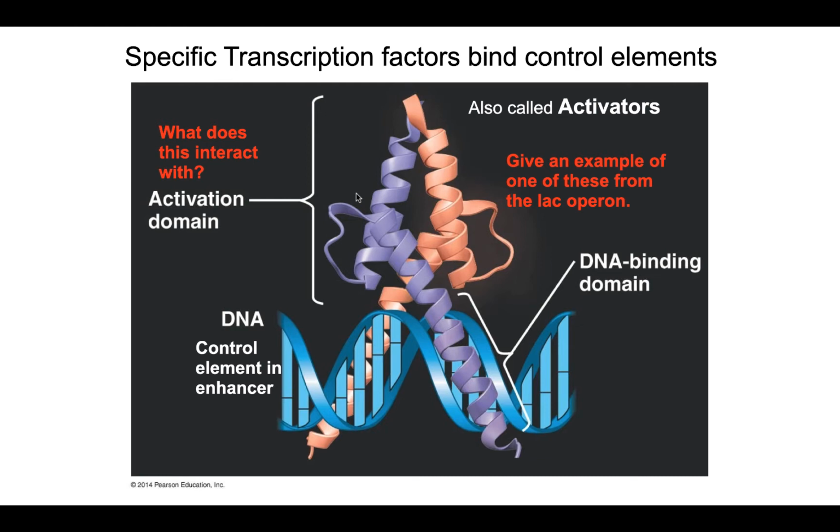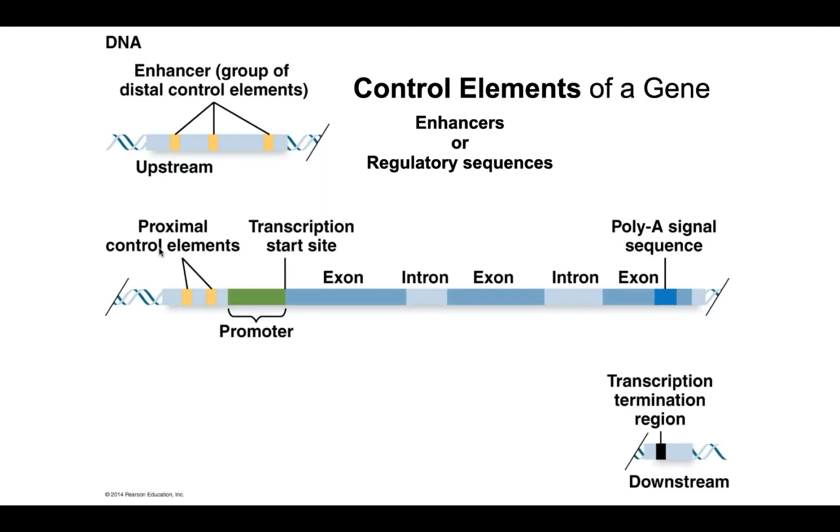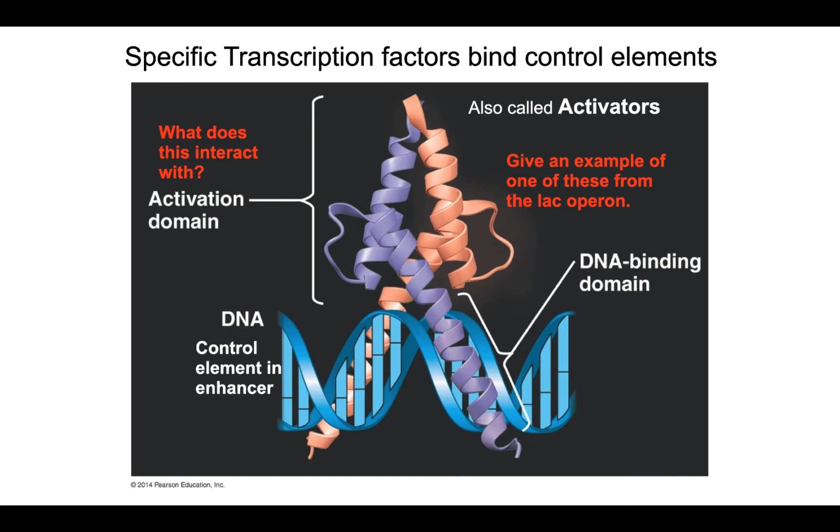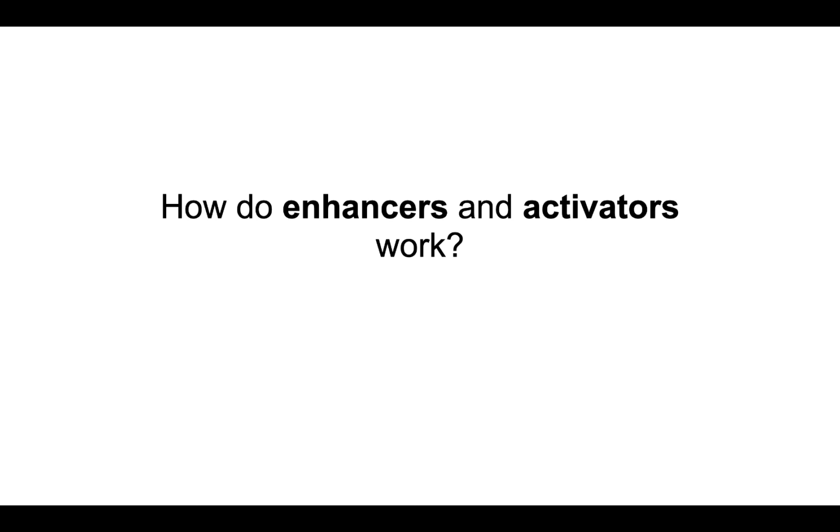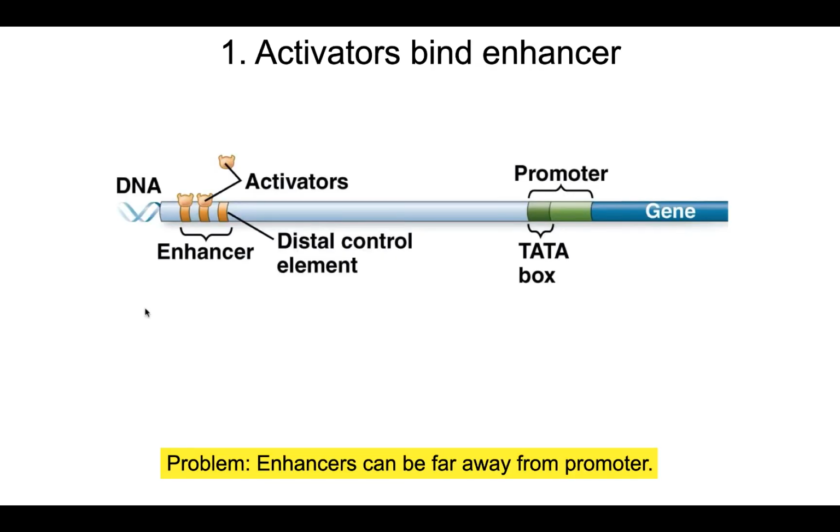Okay, so these are specific transcription factors that bind to the enhancers, regulatory sequences, control elements, these sequences that are associated with the gene. Okay, that's it. Those are the two really important elements of transcriptional regulation. So let's see how they work. Here we have our gene with the promoter, and there's the TATA box.